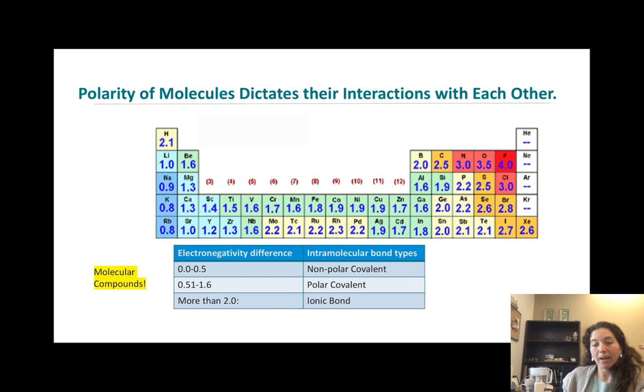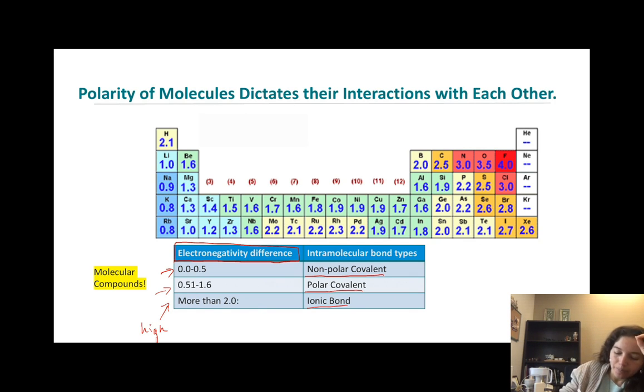Because of these differences in polarities, we can actually name them. On our compounds, if the electronegativity difference is really high, like we saw in the last one, it's considered an ionic compound because it has an ionic bond. If your polarity difference is in this range, it's what we consider polar covalent. If it's in this range, it's non-polar covalent. These are the names of the chemical bonds between the atoms in a molecular or an ionic compound.